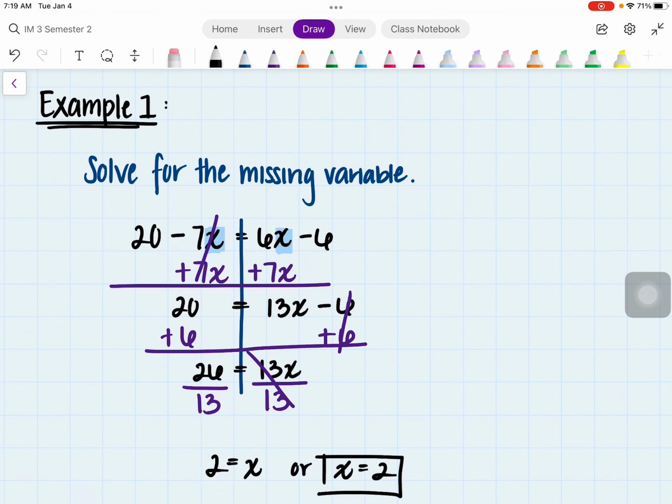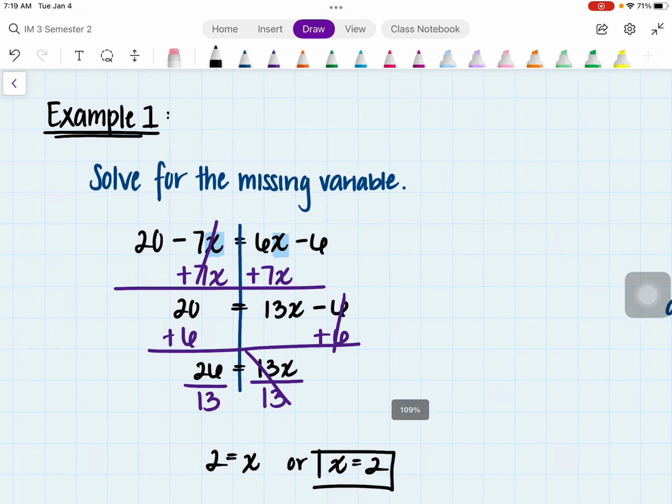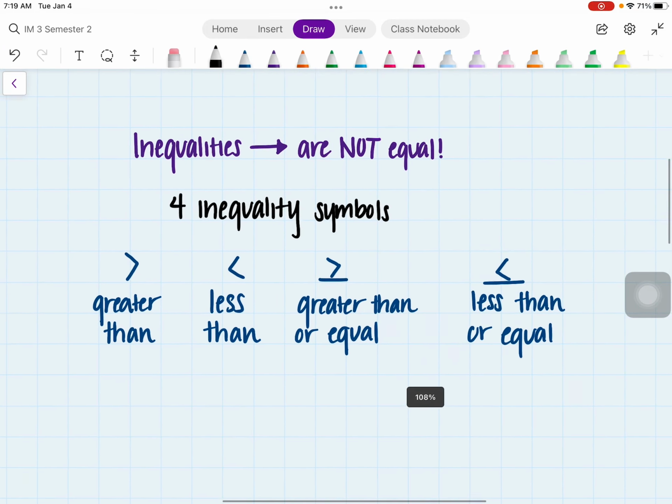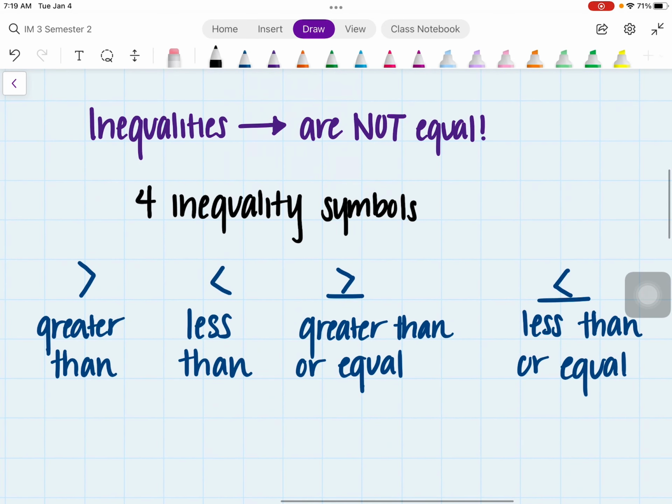Now, once again, we're just solving linear equations here, guys. Once again, the goal is to leave all numbers on one side, variables on the other. So let's go ahead and talk about inequalities. Inequalities in this case, guys, are not equal. Once again, there's no equal sign. There are actually 4 different inequality symbols. We have the greater than, less than, greater than or equal to, which has a line on the bottom, and less than or equal to.